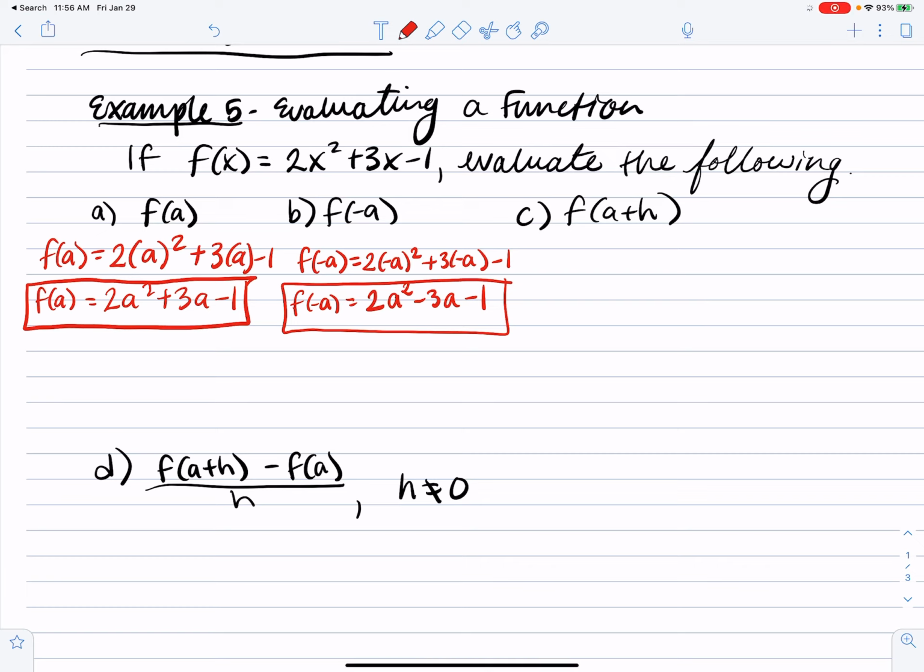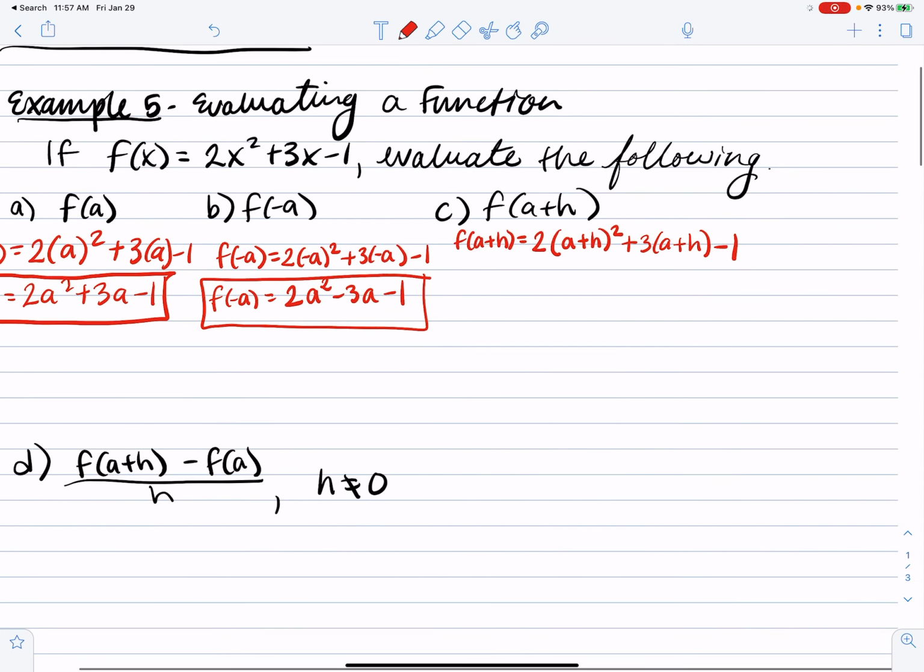And then f of a plus h, so we're going to plug in a plus h for x. So I'm definitely going to use parentheses here. 2 times a plus h squared plus 3 times a plus h minus 1. And then we can just start multiplying that out to simplify it as much as possible. So I'm going to give myself as much room here as possible. I'm going to do 2 times a plus h times a plus h.